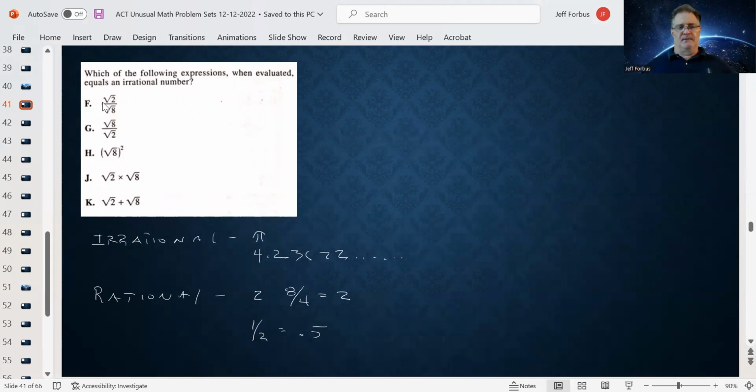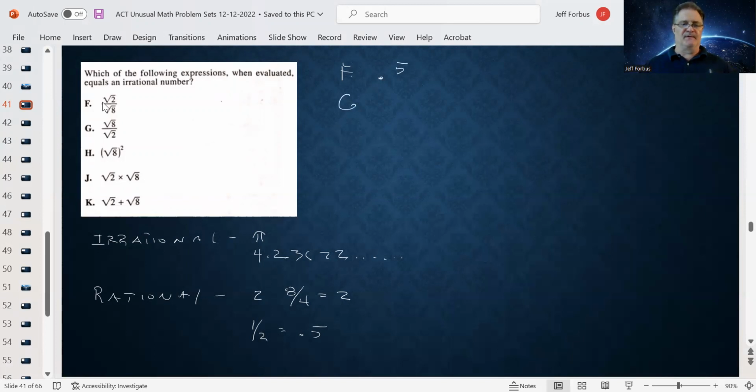Which one of these answer choices equals an irrational number? The easiest thing for you to do here is to take your calculator and do the math on each one of those. So F, I'm not going to do the longhand mathematics of rationalizing the denominator, but when you use your calculator and you take the square root of 2 divided by the square root of 8, you get 0.5. So that's rational.